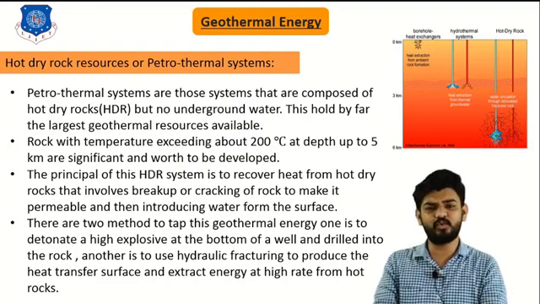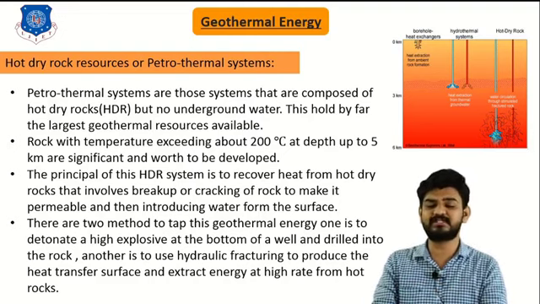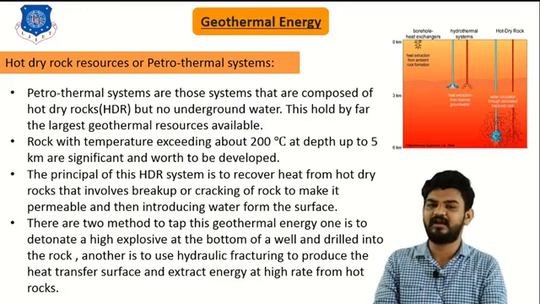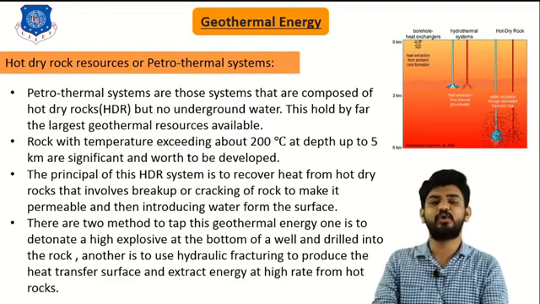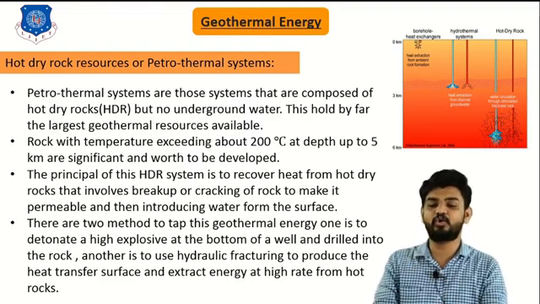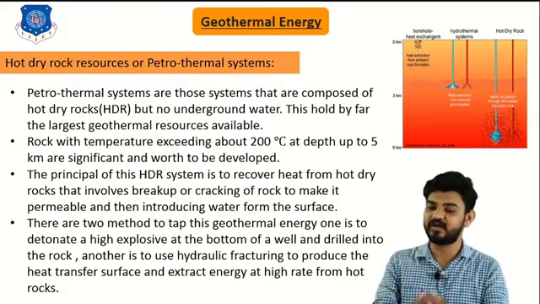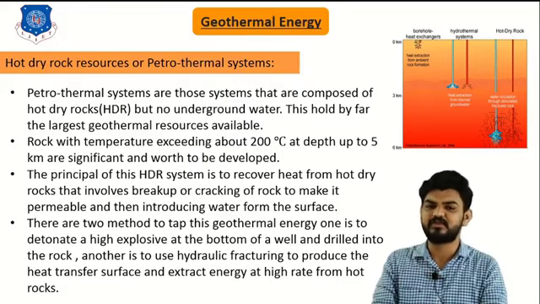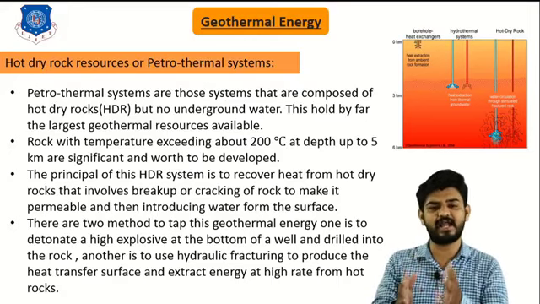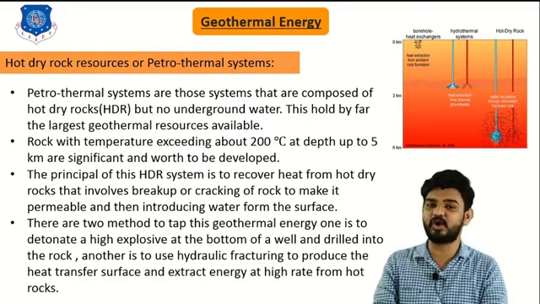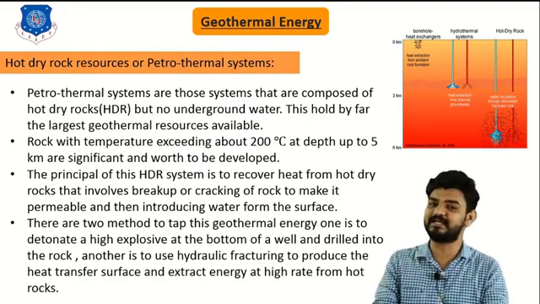There are basically two different methods to tap this geothermal energy. One is to detonate a high explosive at the bottom of a well drilled into the rock. Well, the other method is to use hydraulic fracture to produce heat transfer surface and extract heat at high rate from these hot rocks. So we will see how we are utilizing this hot dry rock to produce electricity or for the application of space heating.